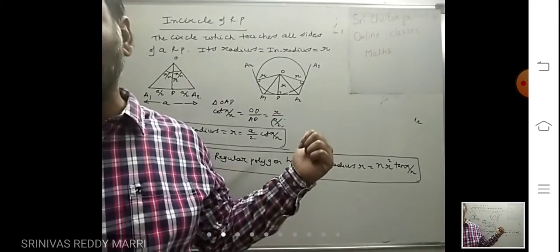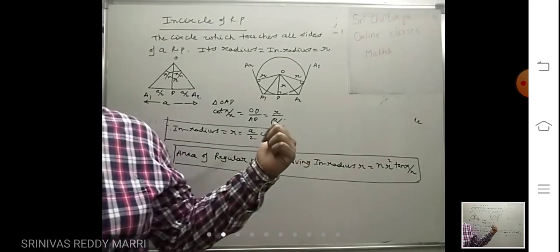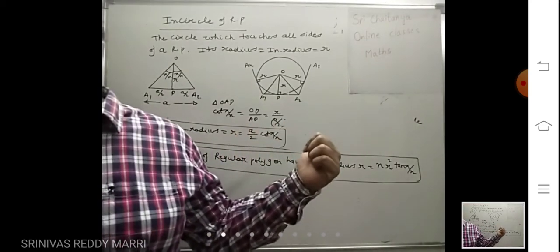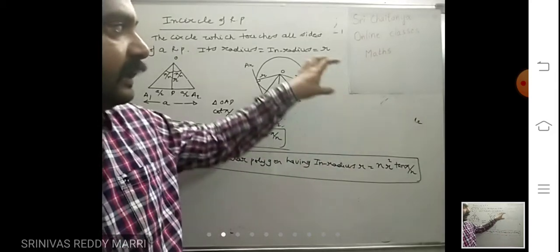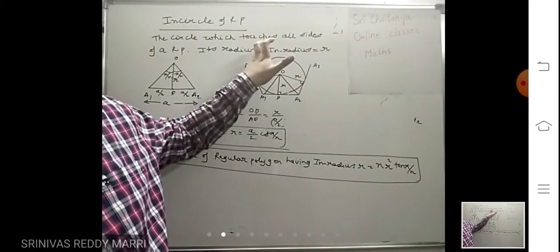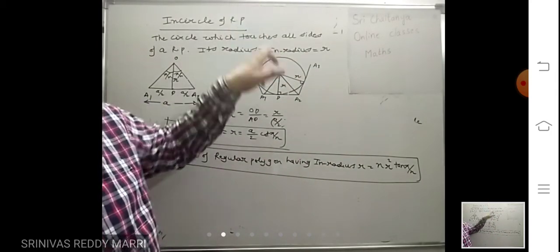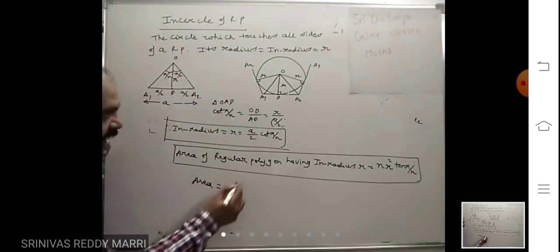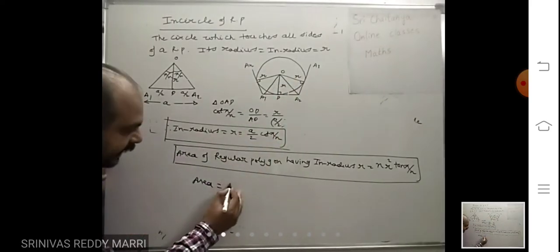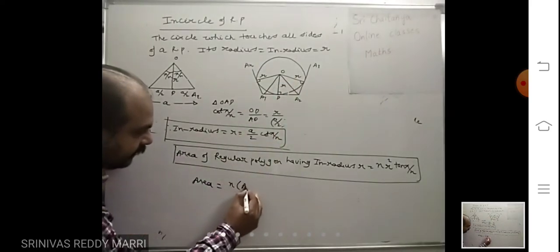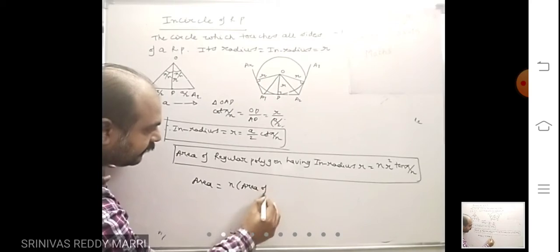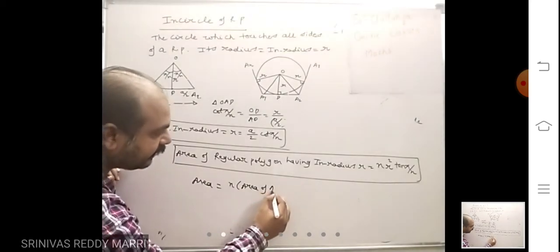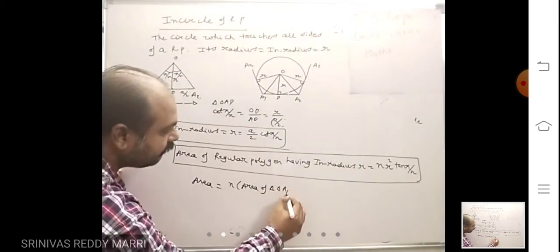We designed a formula for that: 1 by 2 n R square sine 2 pi by n. Similarly here, this circle is the inner circle. That circle is different, right? You know the radius of the circle here. Now look at how I will calculate. Area is nothing but n times the area of triangle O A1 A2.